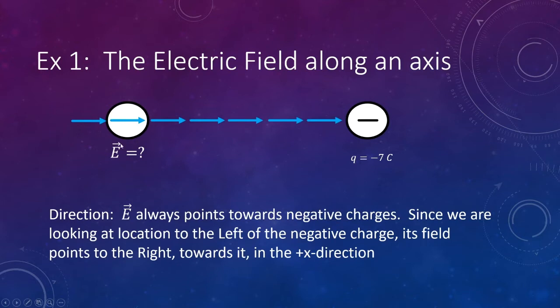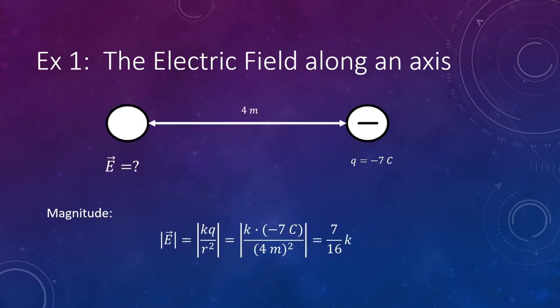And so when we're over at this location, the electric field is pointing to the right in the plus x direction. So now let's look at the magnitude, which is the absolute value of kq over r squared. We take the absolute value, we can ignore the negative sign. We already incorporated the negative sign when we found the direction of the electric field.